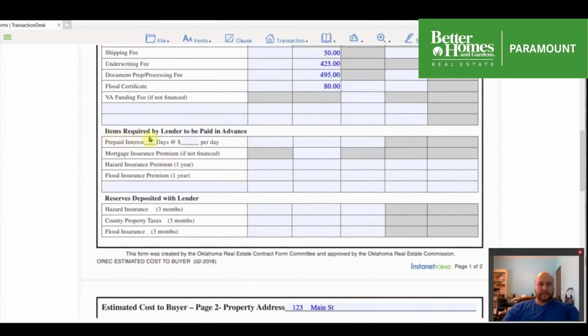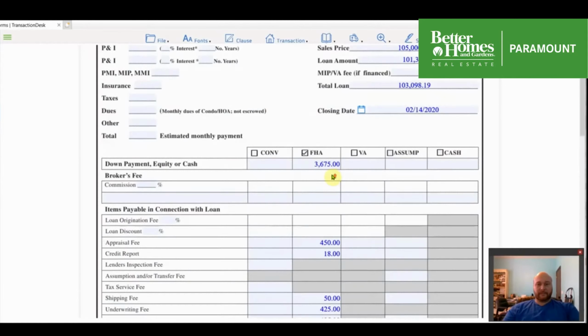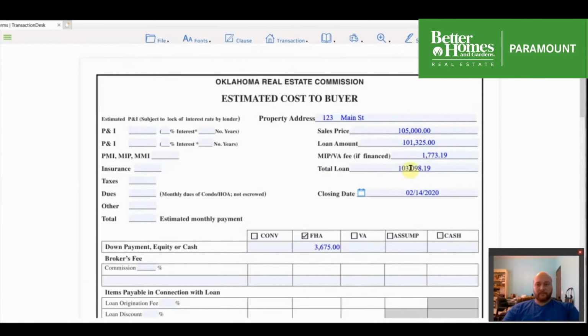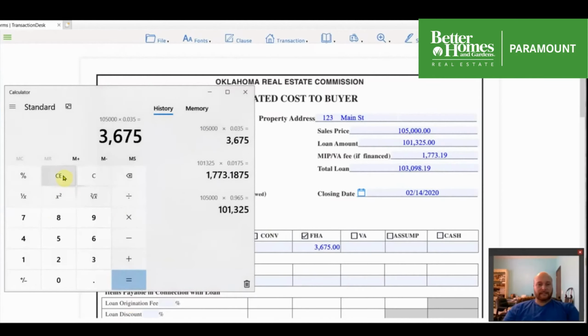So right here where it says items required by the lender to be paid in advance, right there. Prepaid interest is the first one. So you take the total loan amount, the 103,098.19, and then you're going to multiply that by whatever their interest is.